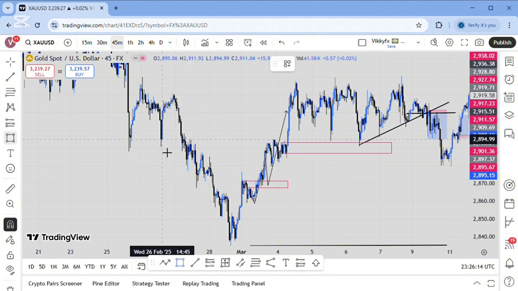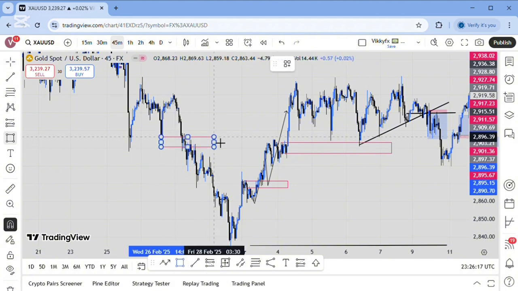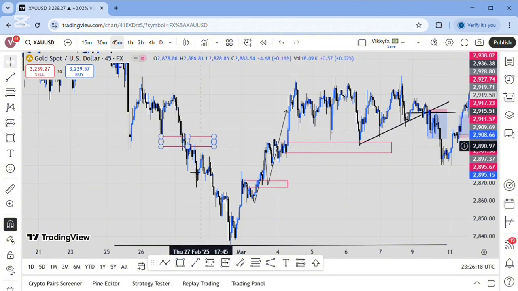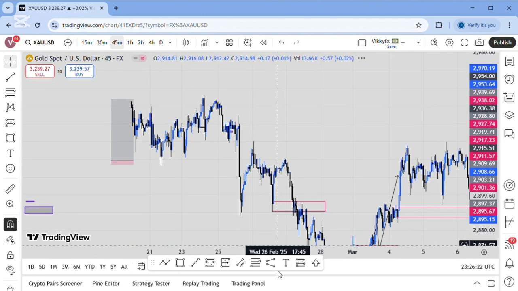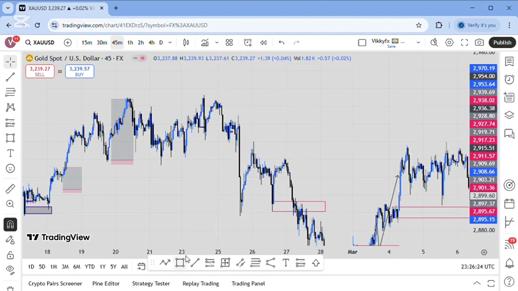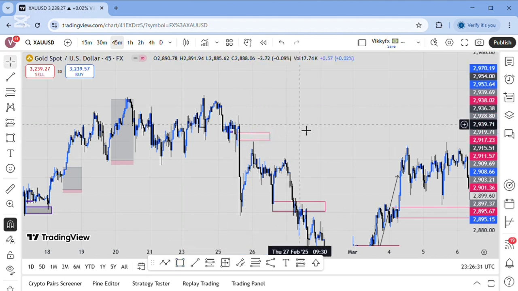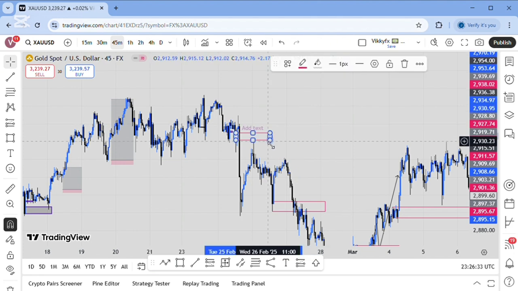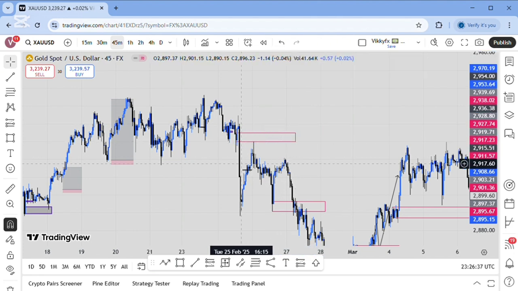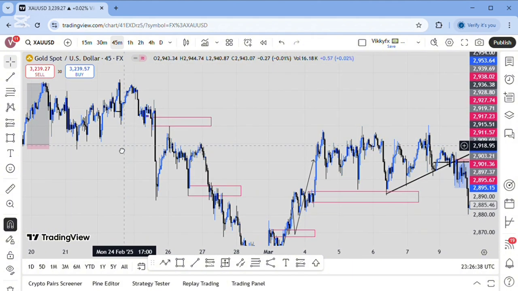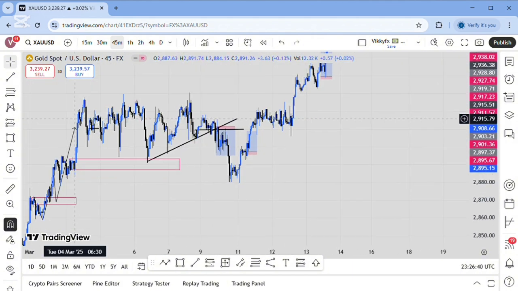Same goes here. This is a breaker block, a zone that should have been reacted to for a buy, then the market came down to take it out. A failed zone. This was a demand zone too, but it was reacted to and sold off from. This was a failed zone. So a breaker block is a failed zone.